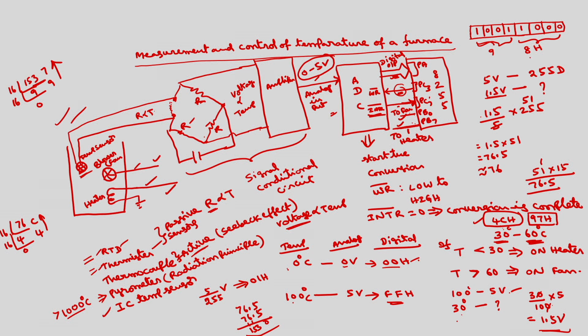So, first load 98H into the control register. After that, the process is: the WR bar you have to make a low to high transition. You have to wait until INTR bar is equal to 0. Once INTR bar is 0, then you have to read the digital equivalent of this temperature. Then I have to compare with 30 degrees and 60 degrees. If it is less than 30 degrees, you have to turn on the heater, and if it is greater than 60 degrees, you have to turn on the fan. So, for that you have to write the program.